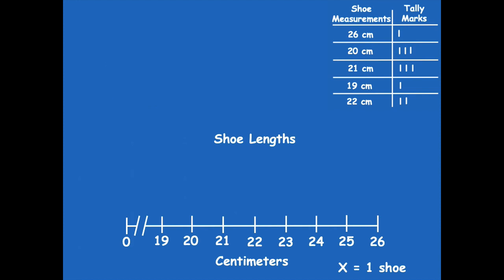All right, so here's how I would go through and do this. I would start at the top. 26 centimeters had one shoe. So I would come to 26 and I would add 1 X. Then I moved to 20 centimeters, which had 3 tally marks. So that means 3 people, so that gets 3 X's. Now make sure you go to 20 centimeters and add it there. Then we go to 21, which also had 3. 19 had 1. And 22 had 2.